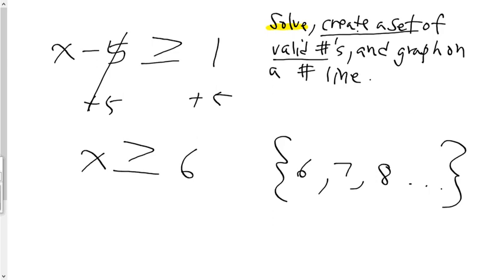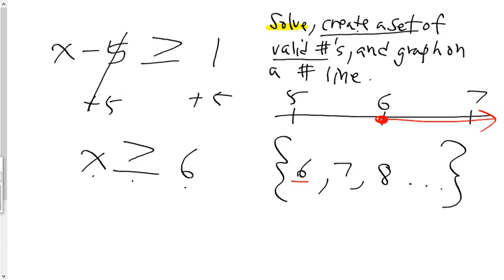And then graph it on the number line. If we put our actual value of 6 in the middle, any number greater than or equal to 6, so what kind of boundary point will I use, open or closed? Closed, because it does include the number 6 as valued here. And any number that's greater than or equal to will be any number that follows on that red line to infinity and beyond.